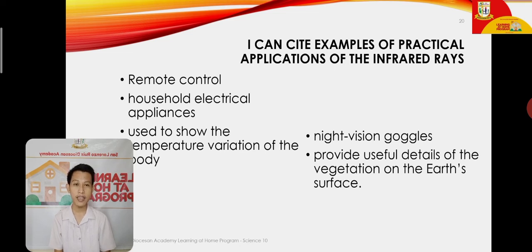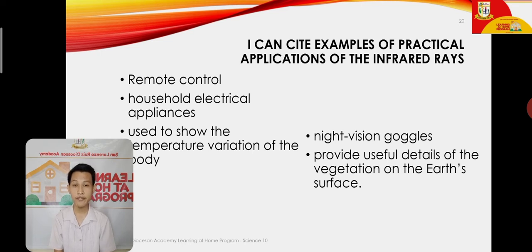Tapos, ginagamit din yan sa mga hayop. Okay, para malaman kung nasaan sila. Okay, sa mga tinatawag nating night vision goggles or camera para malaman kung nasaan yung hayop na yon for hunting or for studying, di ba? Sa mga kung nakakapanood kayo ng documentary about animals, paano nga ba nila nakikita kung asan yung mga hayop?